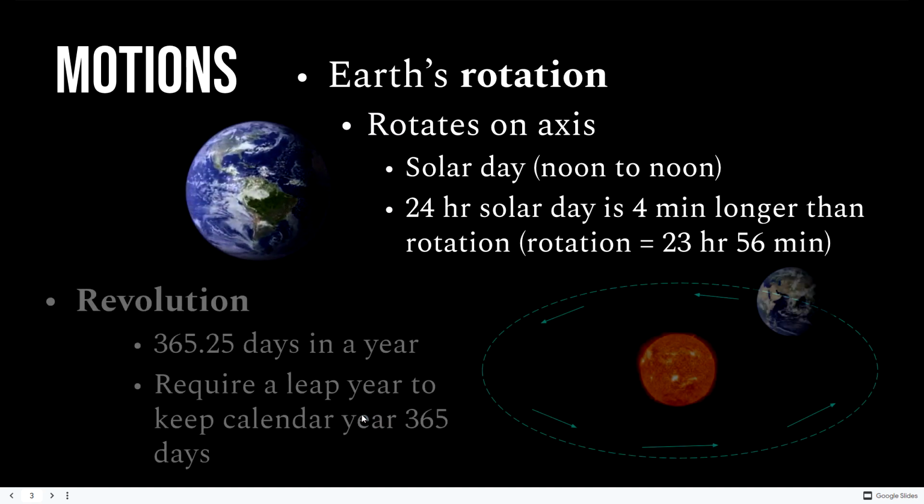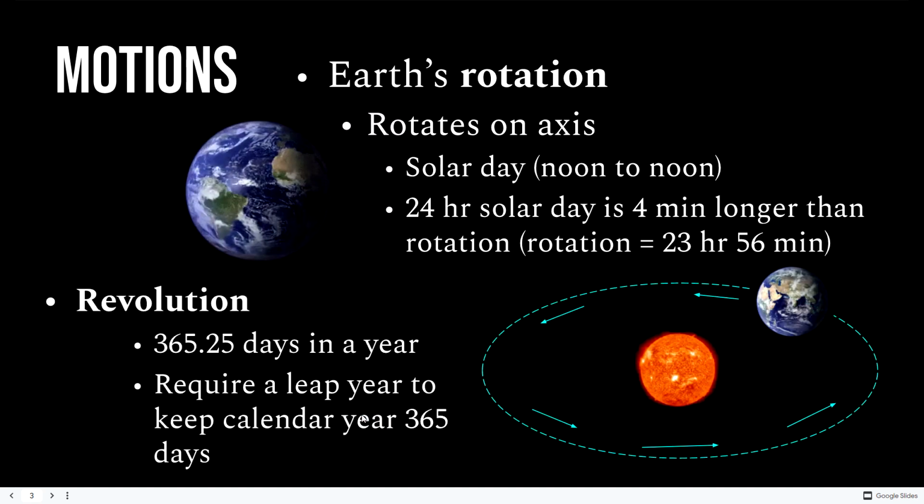So the second type of motion is revolution. We've talked about rotation. Type number 2 is revolution. To revolve is to go around something. So rotate, you spin on an axis. Revolution, you revolve in a circle around something. So we are revolving around our sun. That means we're moving around the sun.